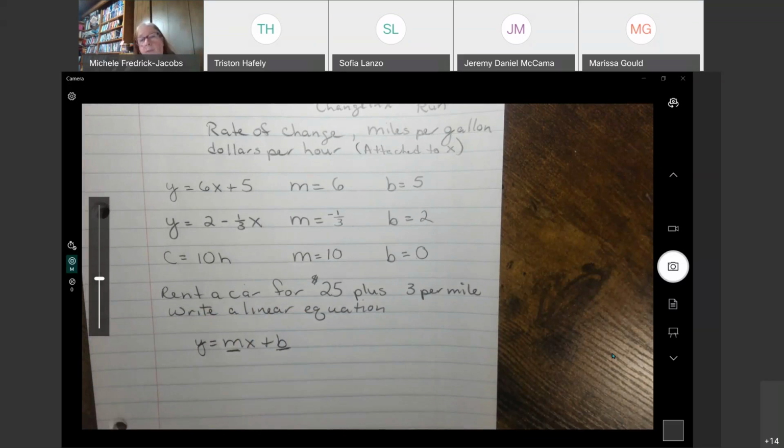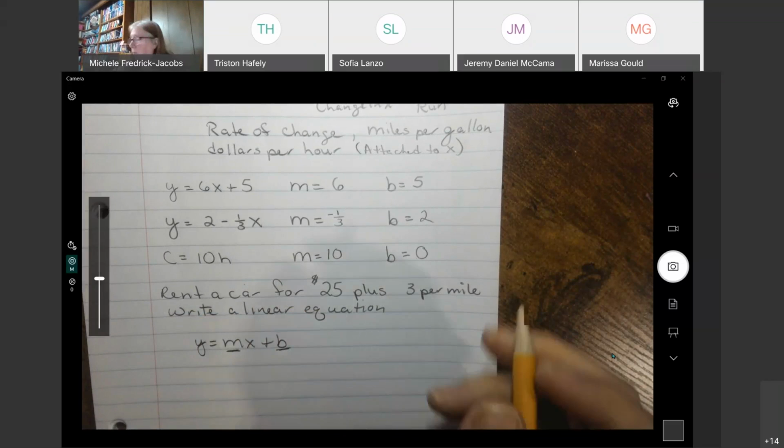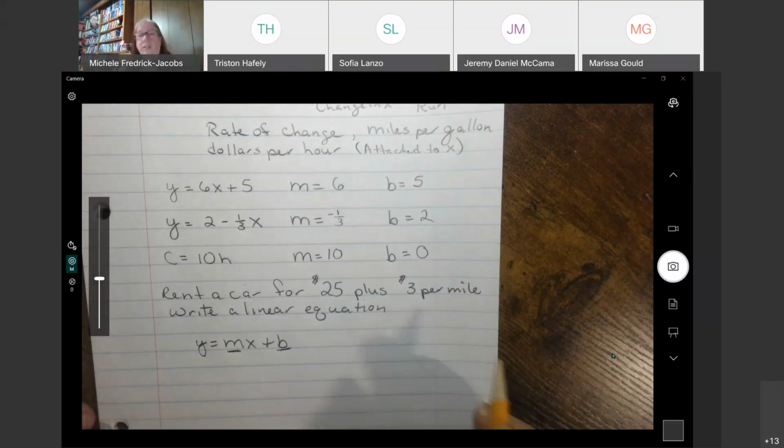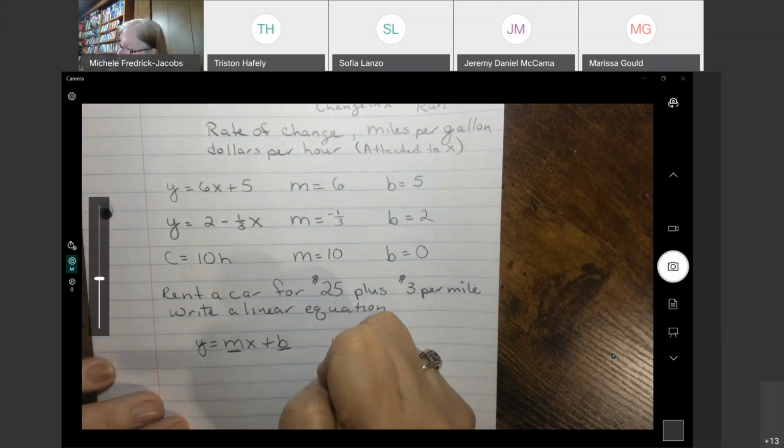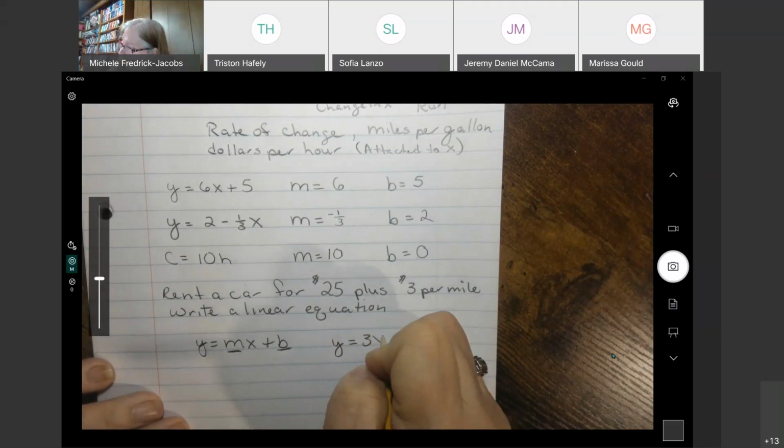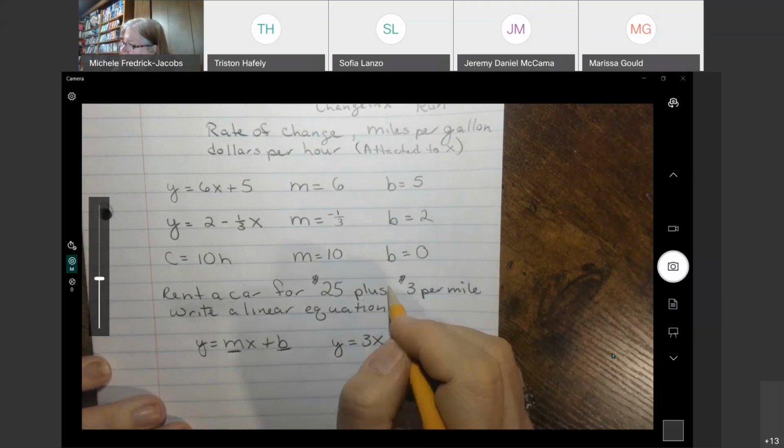The slope is a rate. The y-intercept is a fixed cost. So if the slope is a rate, $25 per 3 miles? No, I didn't put the dollar sign, but it's $3 per mile. Okay, that's the rate then, right? Yep. So it would be 3x.